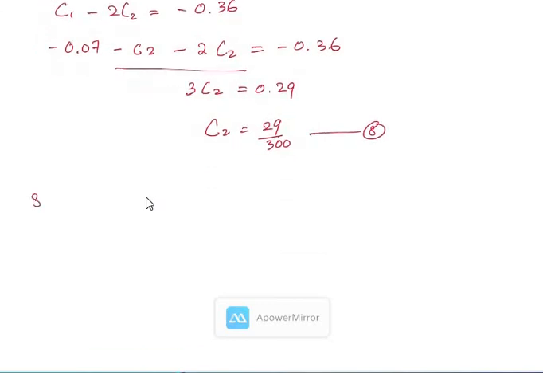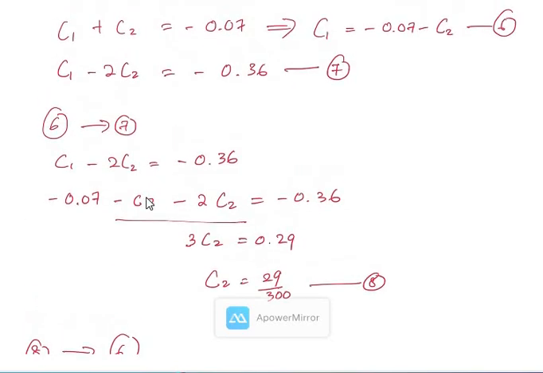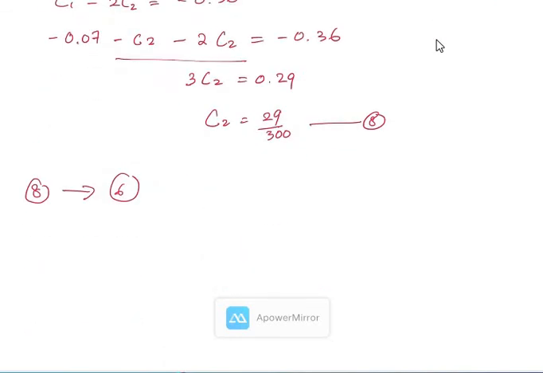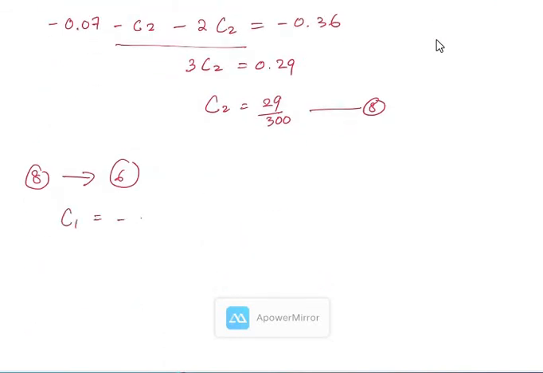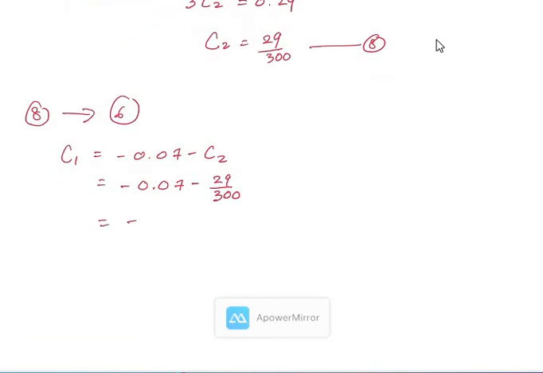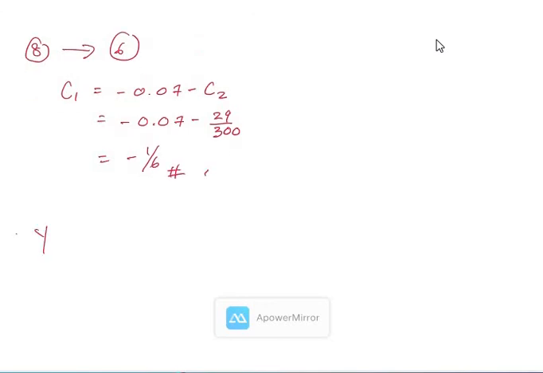And then we have the C2 value, so we insert into equation number 6. Equation number 6 is C1. Okay, C1 equal to negative 0.07 minus C2. C2 is 29 over 300. So we get negative 1 over 6. So finally, we can write down our answer. y equal to negative 1 over 6 times (1, 1) e to the power negative 2x.